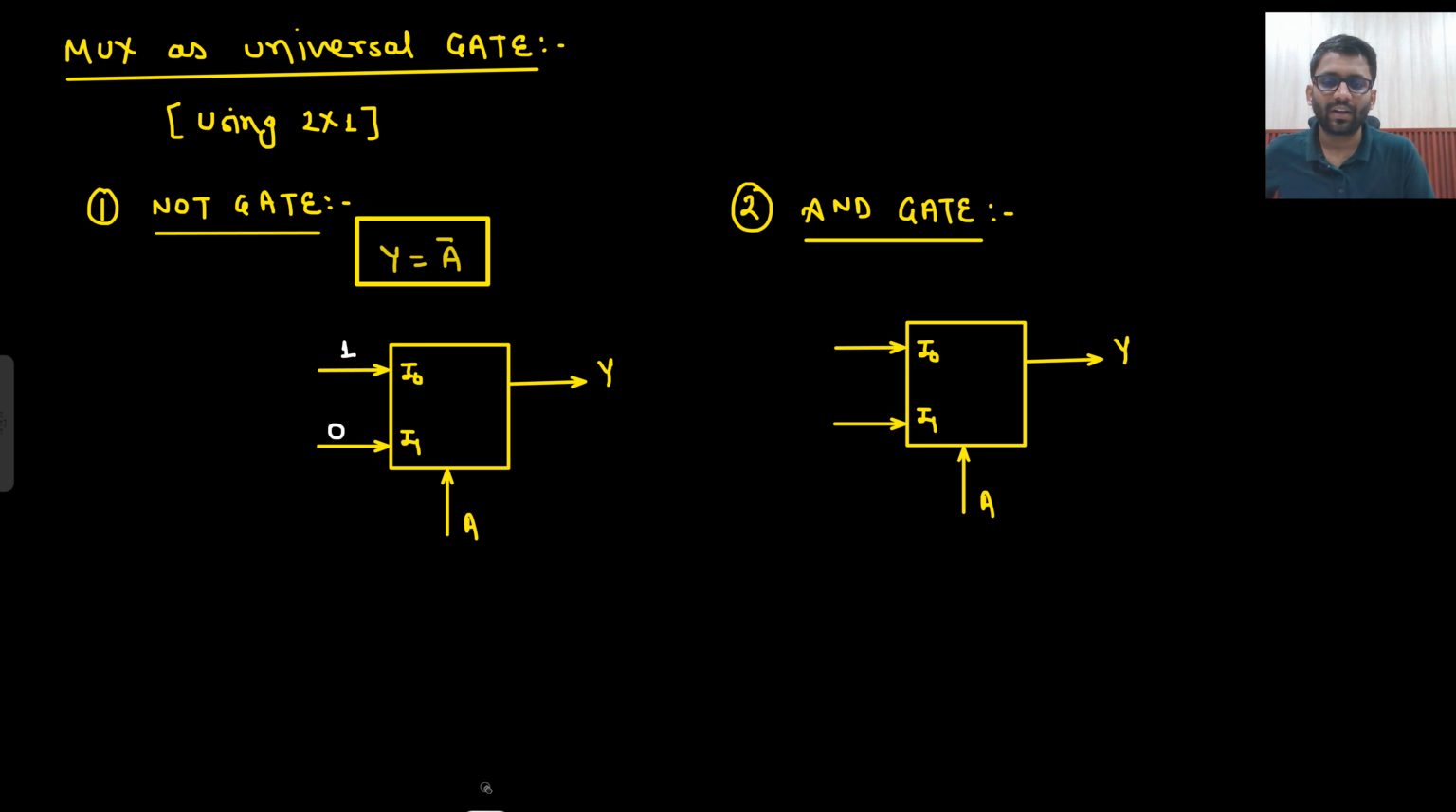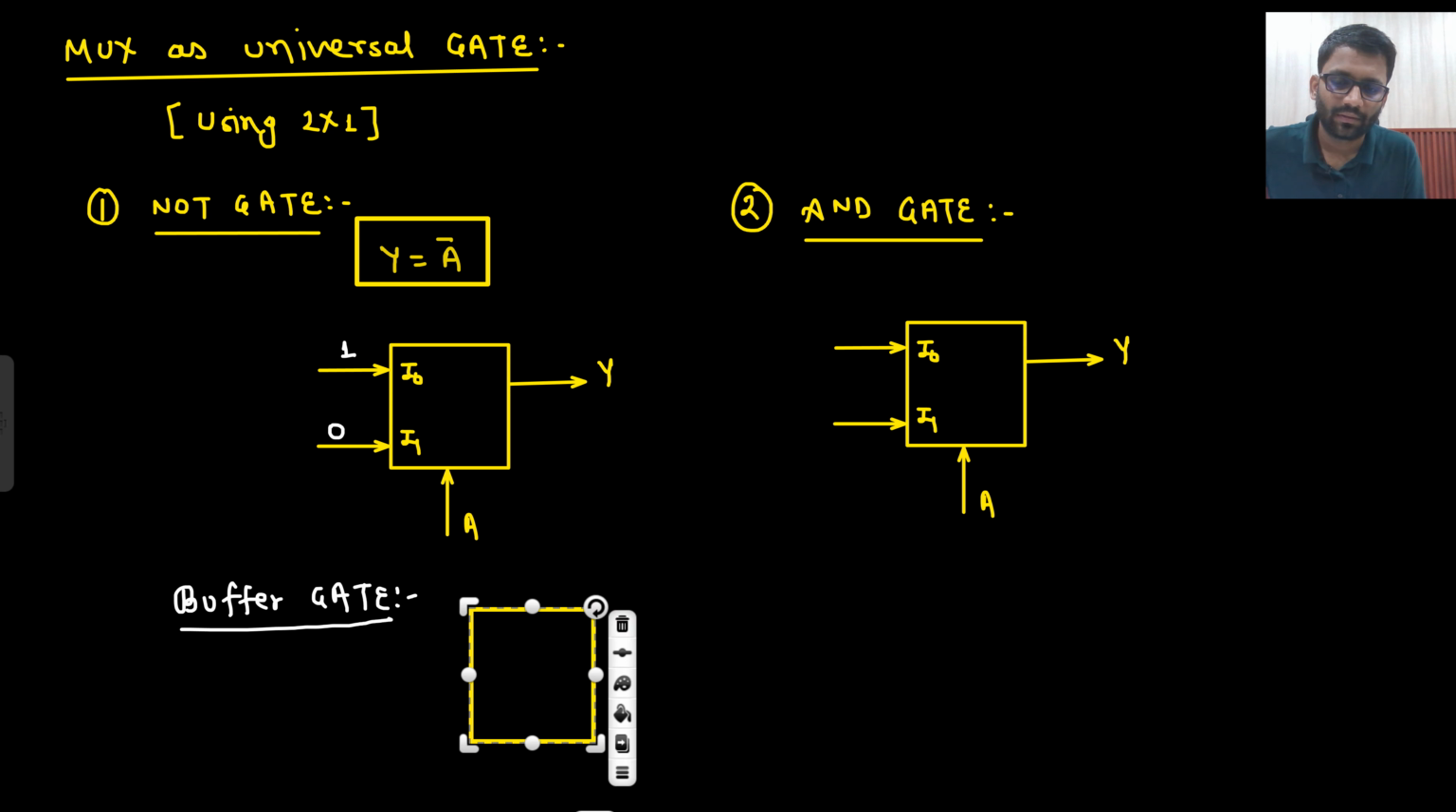If you need to make a buffer, how will you make it? Buffer. Let's write down the buffer gate. Try making it on your own. I will directly write down the answer, because here you just need to use your brain. If you are not using your brain, then digital electronics will not come to you, because digital electronics is the aptitude of electronics engineering. This is all about aptitude.